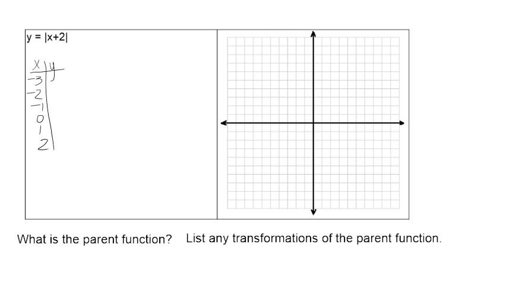So first, think about the parent function. In this case, it would be y equals the absolute value of x. A reminder, the parent function here is the absolute value graph, which means the general shape of my graph is going to be that V shape. The first thing I want you to do is graph that parent function. So we would have a point at 0, 0, and then a point at 1, 1, 2, 2, and so on.